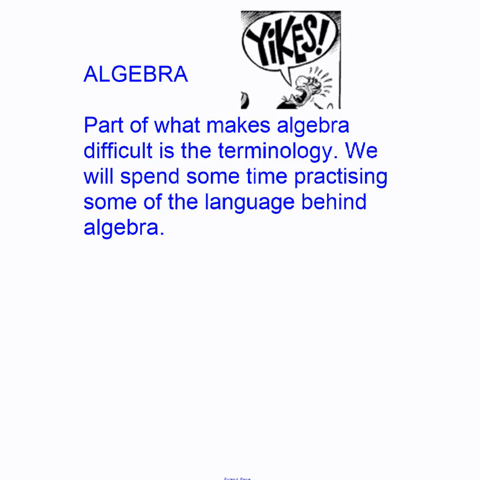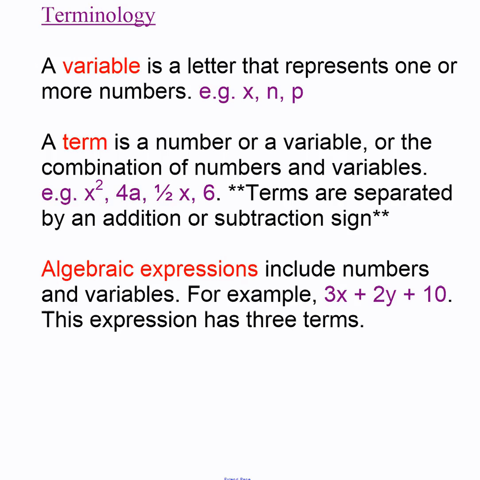So this video goes through some algebra terminology, and you were introduced to some of it in the activity with the algebra tiles. We'll just go through it again a little bit more formally. So, variable. When you worked with the algebra tiles and I said this is an x squared or this is an x, those tiles represented variables. So a variable is just a letter that represents one or more numbers.